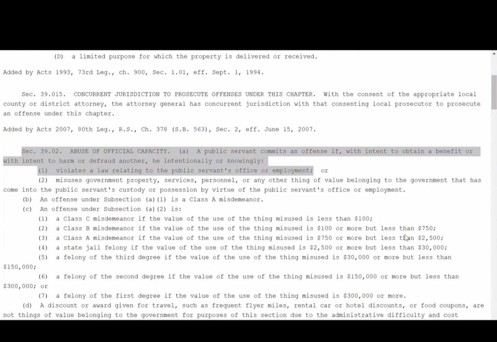Again, discretion doesn't allow a judge to violate the law. It allows them to work within the bounds of the law. And judges are human. They make mistakes, but they don't make 10 mistakes in a row. When they make 10 mistakes in a row, obviously it's to harm or defraud another.